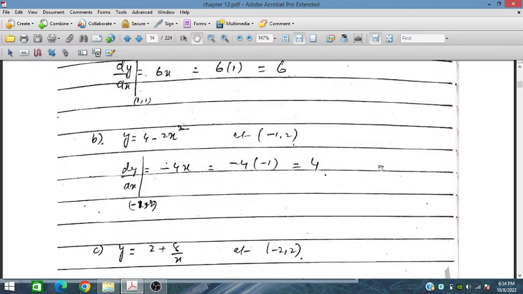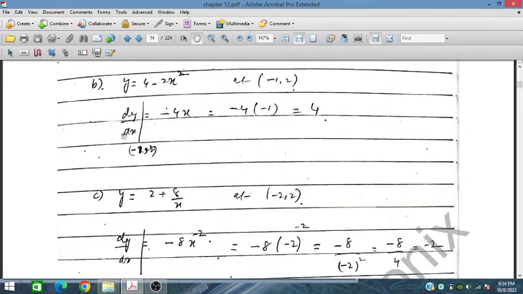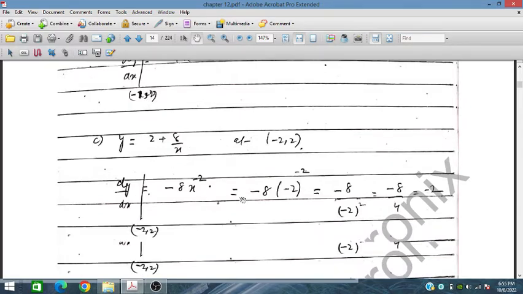So let's see the first one, or second one. Y is equal to 4 minus 2x square at the point minus 1 comma 2. So we have to differentiate it. The 4 becomes 0, and the result is minus 4x. The differential of this y is dy by dx equal to minus 4x. At this point, for the value of x equal to minus 1, it becomes 4. So the differential is 4.